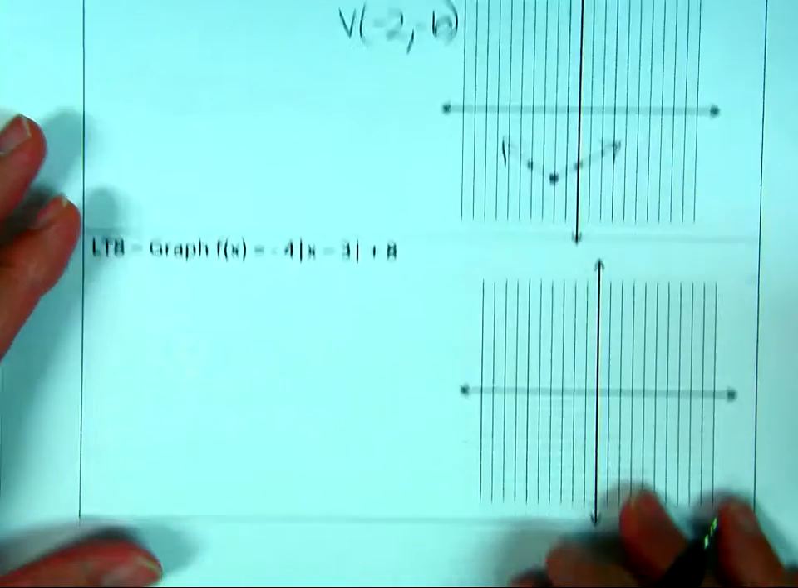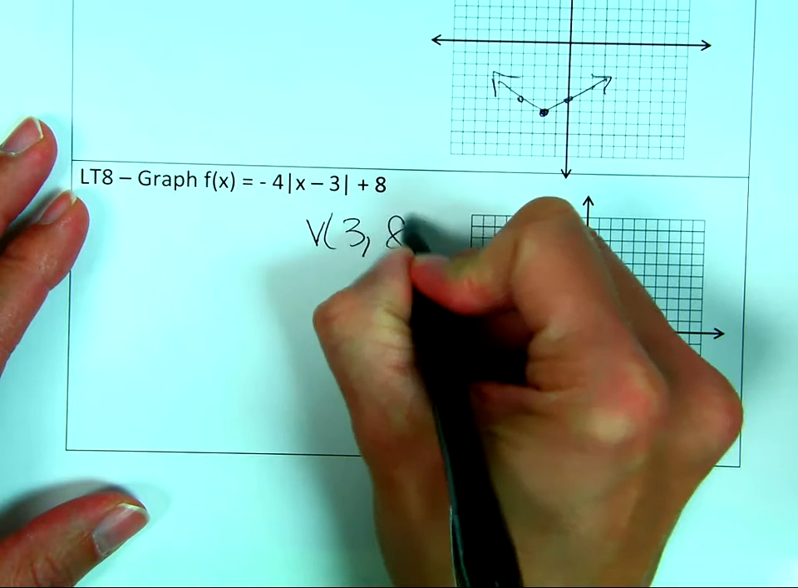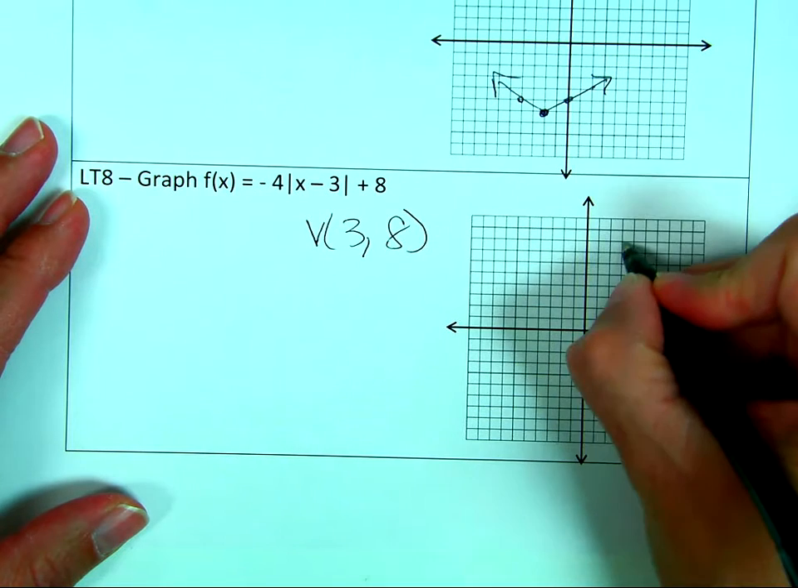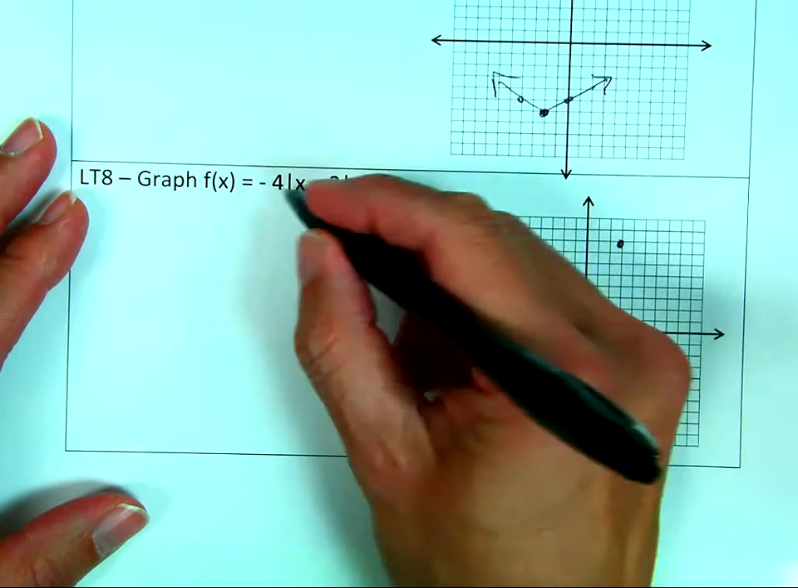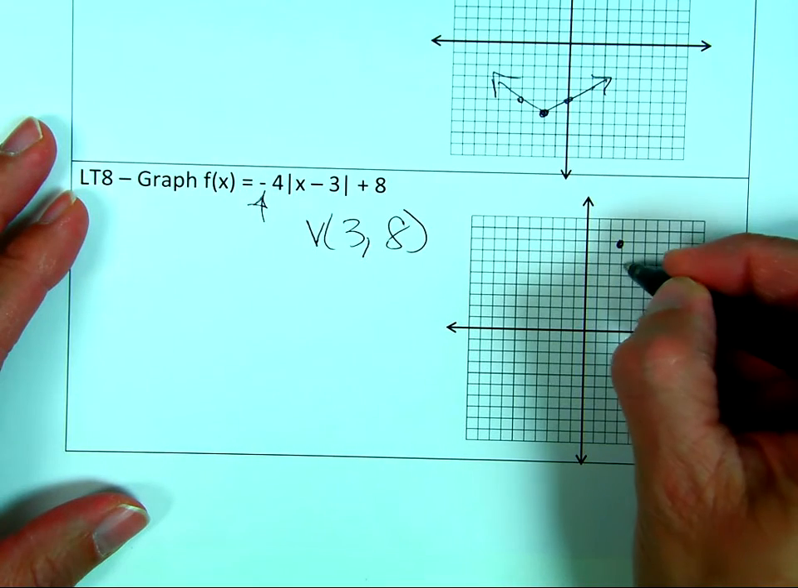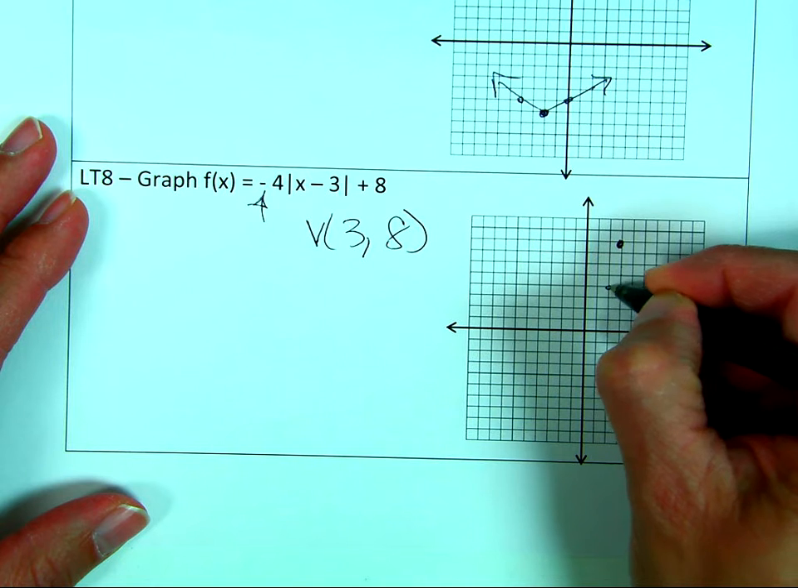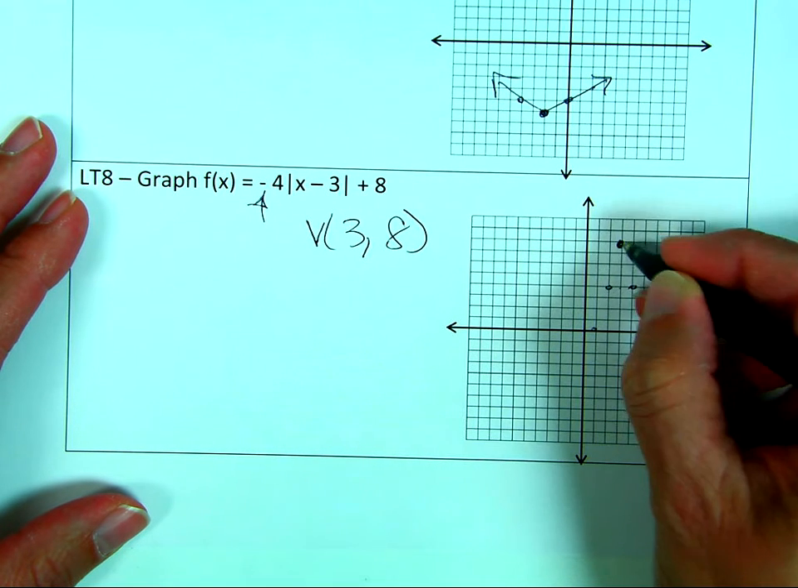Okay, same thing over here. We know our vertex is 3, 8. So we go over 3 and up 8. And then we are going to use our slope. It's upside down. That tells us it's upside down. So we're going to go down 4 and over 1, down 4 and over 1. And we can keep doing that a couple times, and then we just connect the dots.